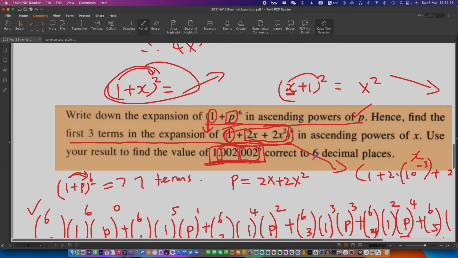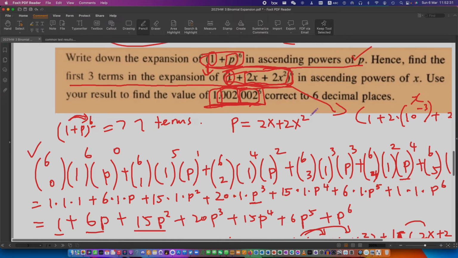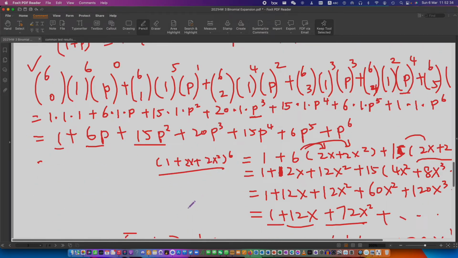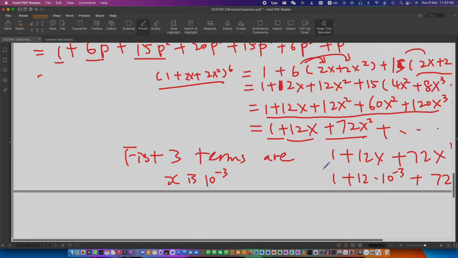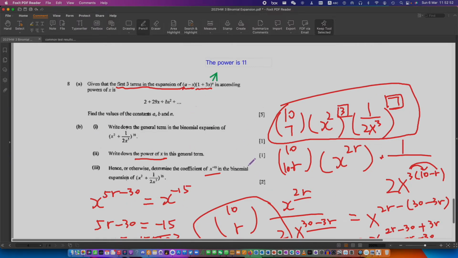So then you are given questions like this, like the application of it. So what you do is you do this, and then somehow you see that, oh, this 2x plus 2x squared is actually your p. Then you just replace the p with 2x plus 2x squared, which is here. Then after that, of course, they want you to pick the first 3 terms. Then I realize I have gotten more than 3 terms, so I just shorten it.